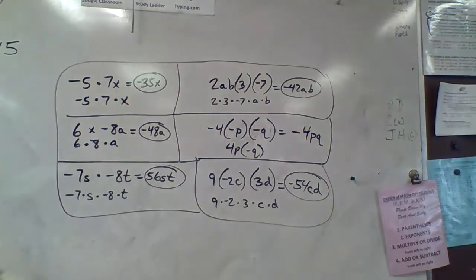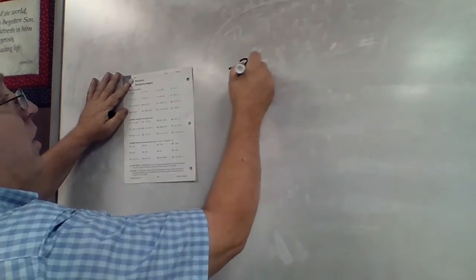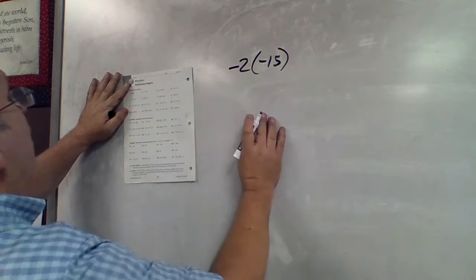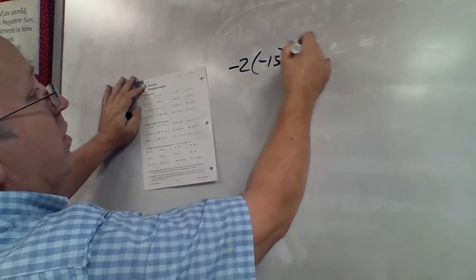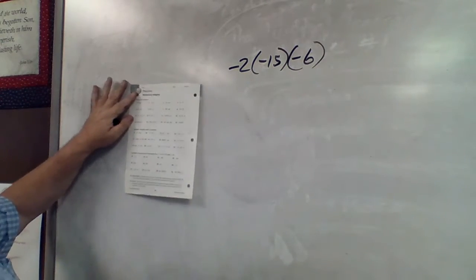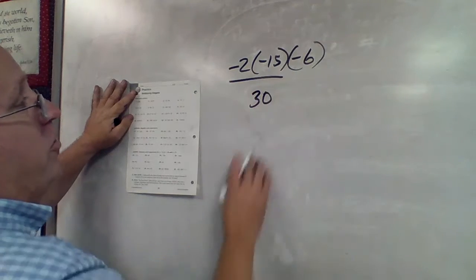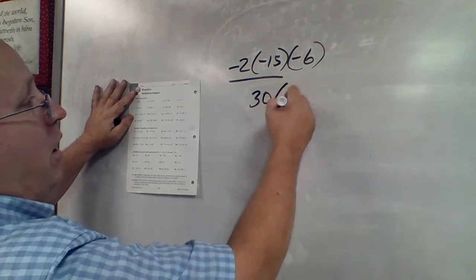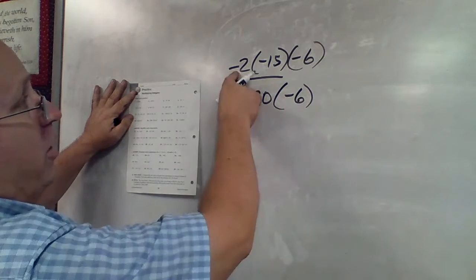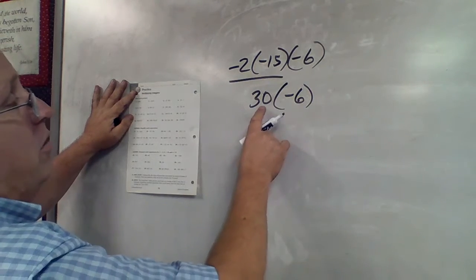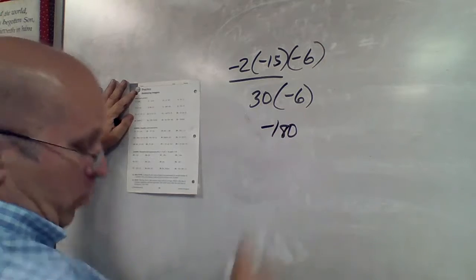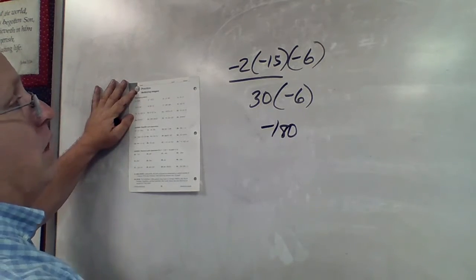Okay. Let's come over here and do a bunch more of these to make sure we're on the right track. How about this one? Negative 2 times negative 15 times negative 6. What would that equal? Well, just two numbers at a time. This times this is positive 30, right? And now we're going to take that positive 30, because a negative times a negative is a positive, times this negative 6, negative 180. Done.